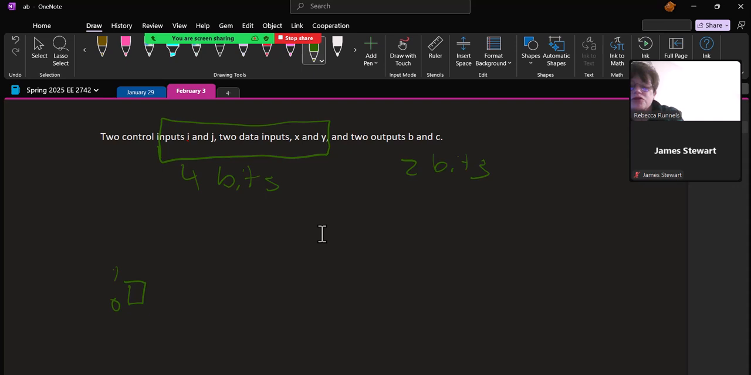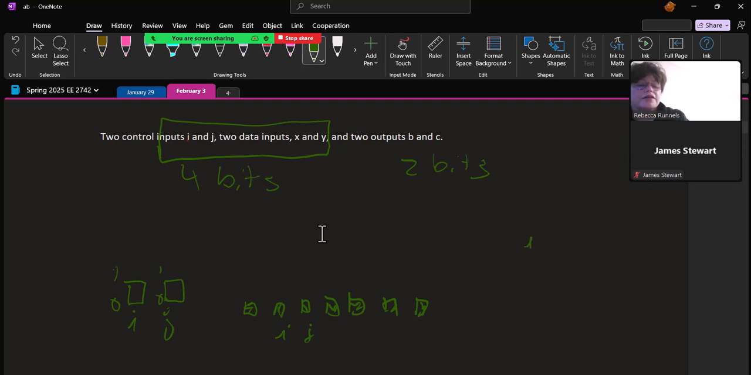So 2 control inputs, I and J. There's nothing special about the word control, except it's telling you that's what you're using them for. So you have your trainer kit, and I think it has 8 switches. And so that just means you're going to pick 2 of these to stand for I and J. I and J are the ones that are going to tell you which function you're going to use.